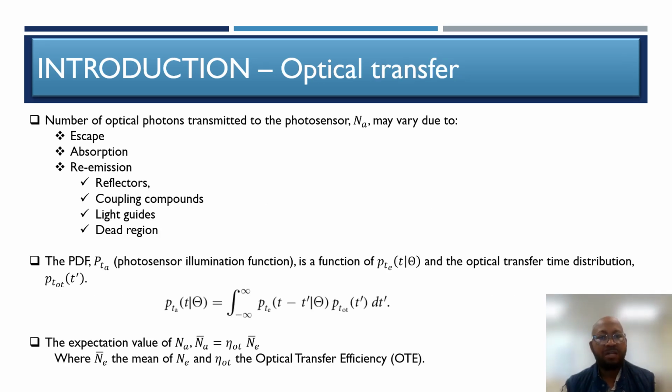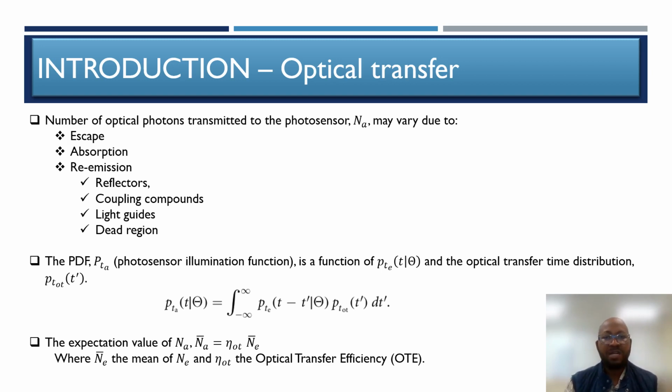The number of optical photons transferred to the photosensor is slightly lower than the number of optical photons emitted by the incident annihilation gamma. The difference is a result of some of the optical photons escaping, some being absorbed, and some re-emitted. The re-emission of the optical photons is due to the type of reflectors used, the type of coupling compound used to couple the photosensor and the scintillator, the light guides, as well as the dead regions.